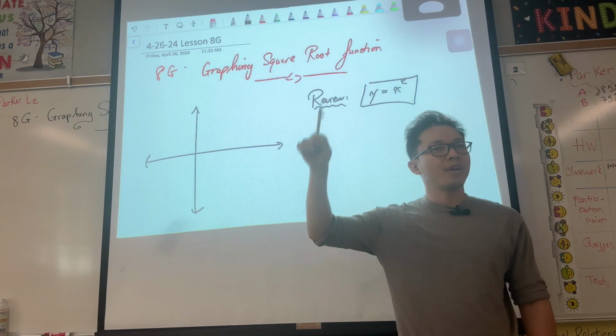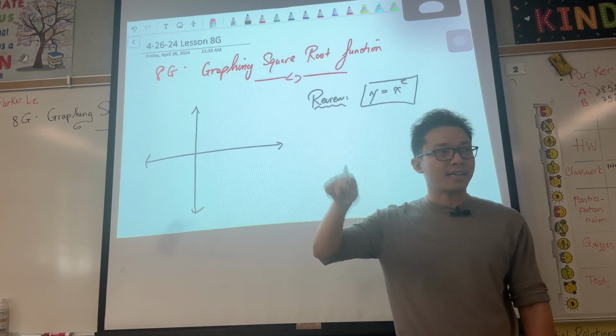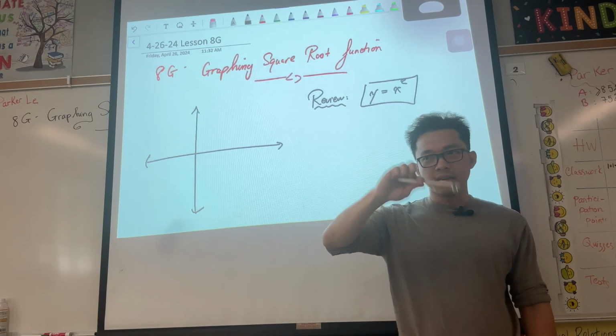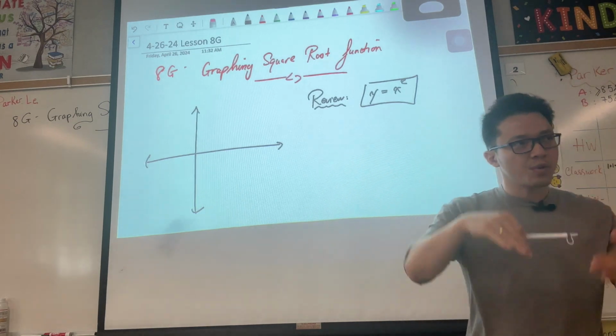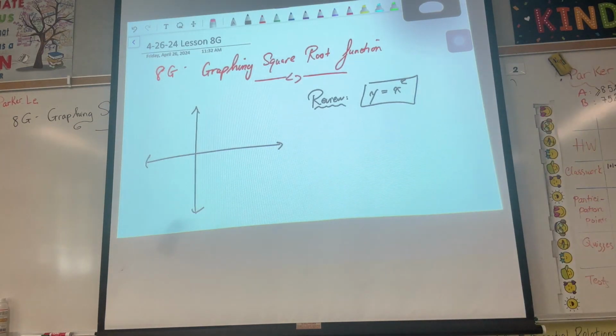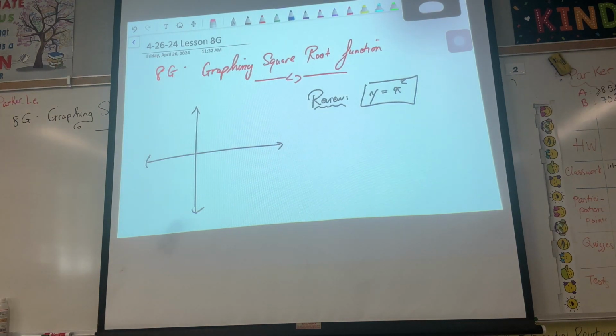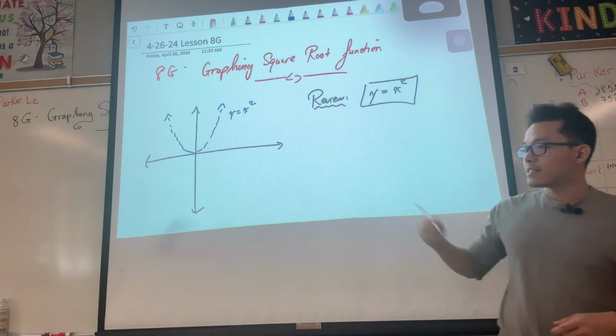Oh yeah, there we go. The parabola, not the straight line. U shape, either upside down U or U. So it looks like this. Right. Now next question. Does it have an inverse?